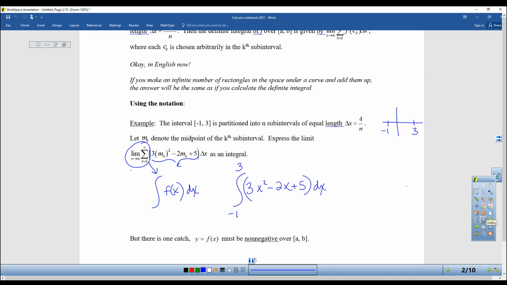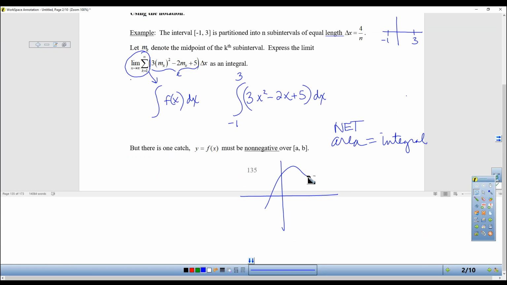All right, so there is one catch. In order for this to be true, in order for area to equal integral, it only means net area. In other words, this only works if your area is above the x-axis. As soon as you go below the x-axis, it doesn't work anymore because this area is going to be negative. So we're going to have to deal with that.